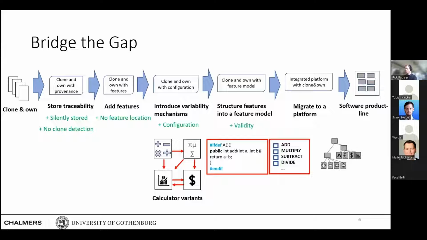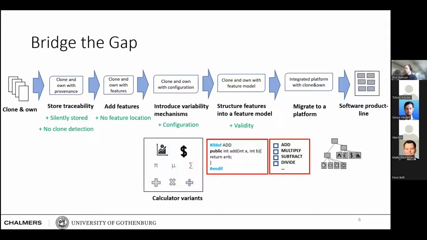And then last, we have integrated platform with clone and own, where the developers, relying on the stored metadata, combine or merge all the variants into a centralized platform. And once we have a centralized platform, then it's easier for the company to ensure consistency and quality in the variants, in the subsequent variants.